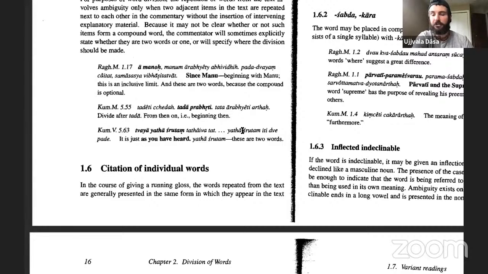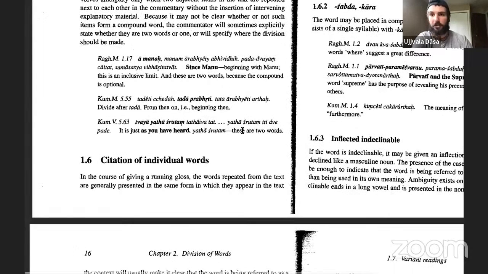Okay. So he's saying yata shrutam iti dvepade. Yata and shruta, they're two words. It's not a compound.